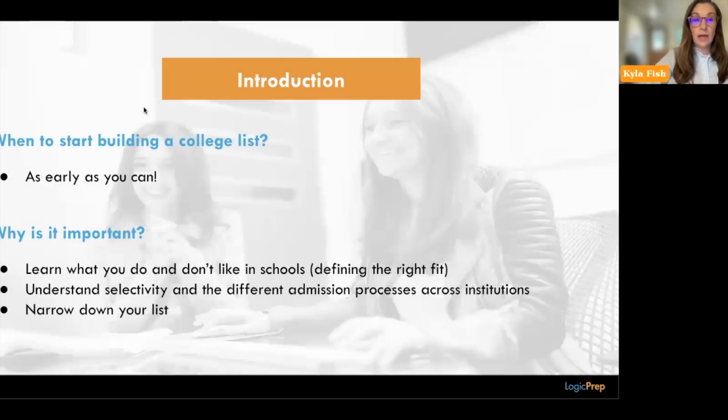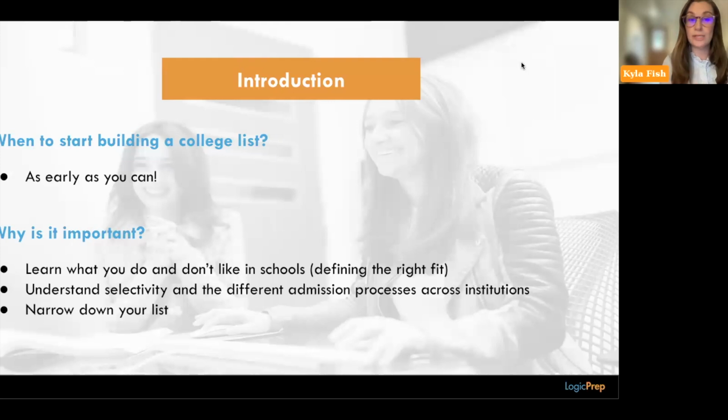So in terms of a college list, when do you want to start building a college list? It's really as early as you can. And this is not to say if you haven't started that you are far behind by any means, but when you start thinking about the college process, you want to start thinking about building that college list. It's going to start really big, and you're going to have the opportunity to narrow it down as you go through and research and visit and engage with different institutions. You'll be able to narrow down that list to really your top schools that you're going to eventually apply to.